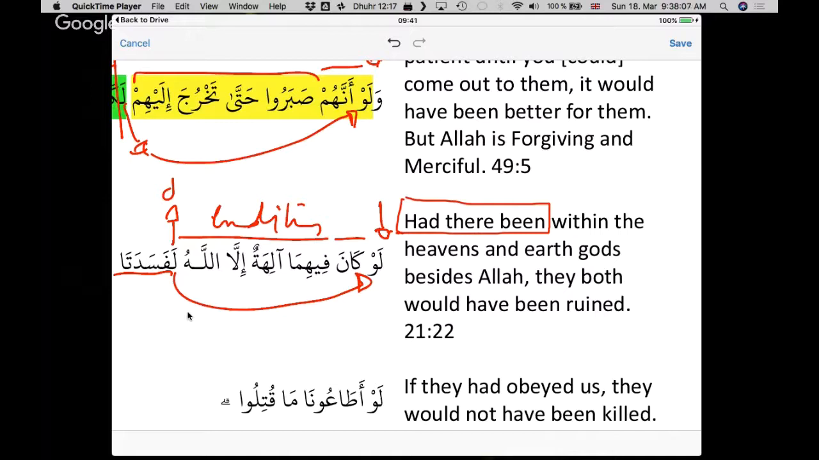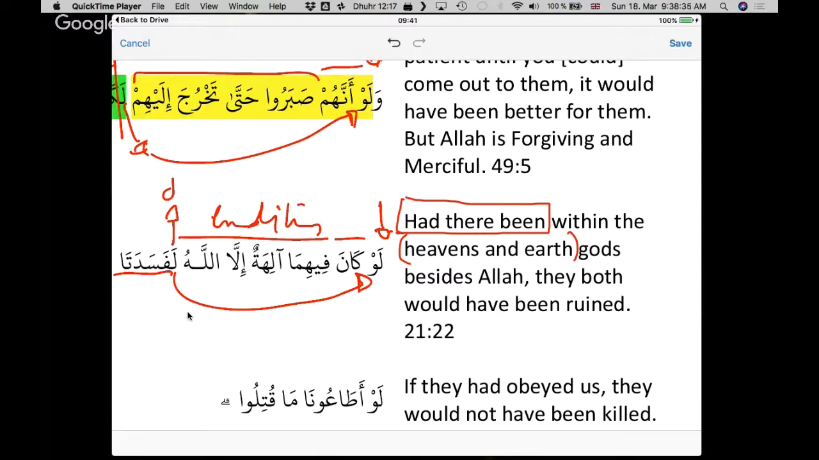So in the Arabic you don't find al-ard and as-samawati. So this heavens and the earth is a metaphorical explanation here, not really literally written in Arabic here. Had there been within heavens and the earth gods beside Allah, they both would have been ruined. They both would have been ruined. So who both? The gods.